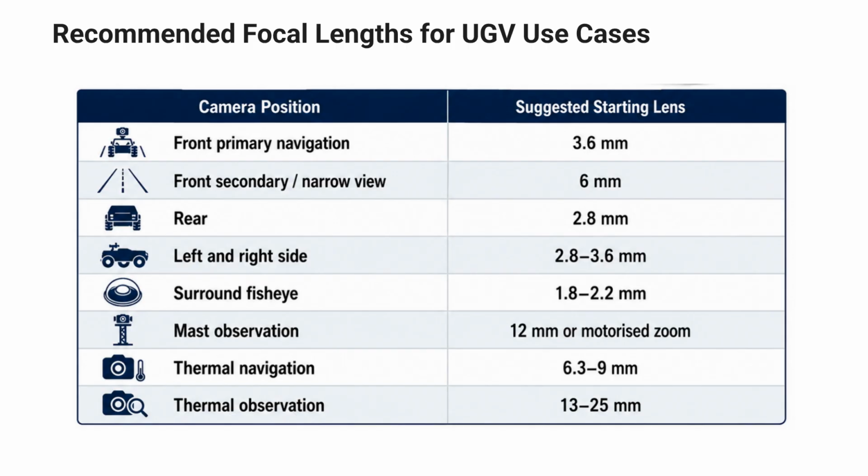Fisheye lenses support surround awareness, while mast and thermal observation cameras use longer focal lengths for distant viewing. These values are starting points only. Final selection must consider sensor size, required field of view, mounting height, target distance, and mission role.